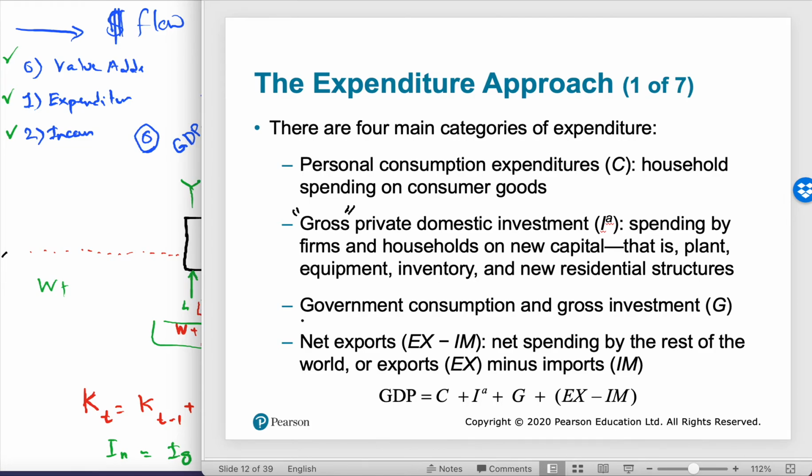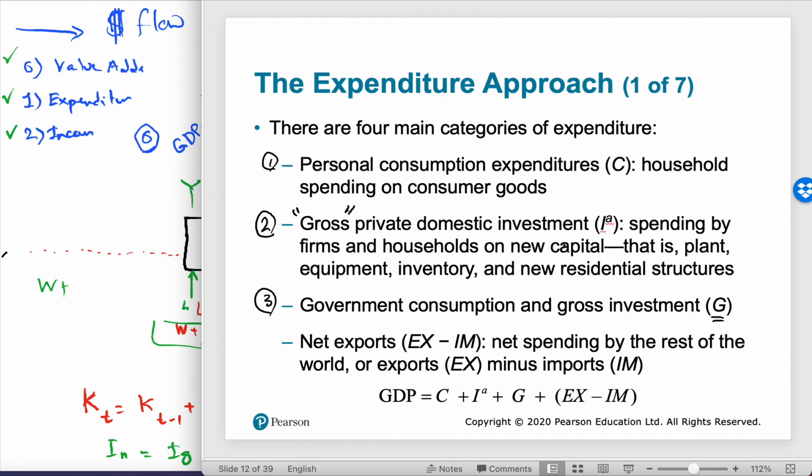And so this is the number 1, the number 2 spender, number 3 spender is the government. What is the government spending? The government spending is called government expenditure. So government consumption and gross investment. So the government is also like the private sector. Part of their spending is called consumption expenditure, government consumption expenditure.